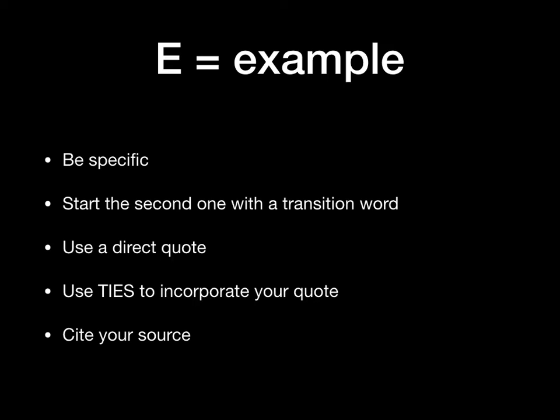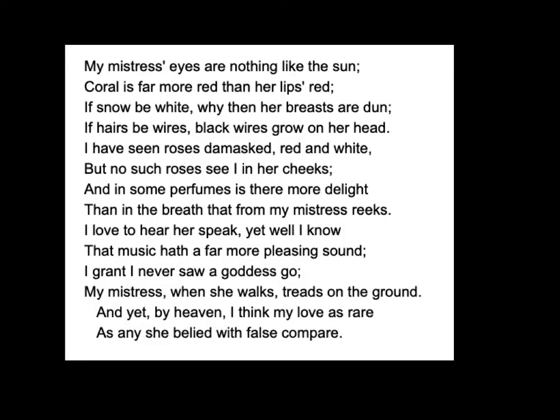Once again, I need to be specific. Since it's my second example, I need to start the second example with a transition word. Once again, I need to use a direct quote. I'm going to use ties, tag, introduce, embed, or split. I'll teach you more about that later to incorporate your quote. And once again, I need to cite my source. So since I have used examples from the first 12 lines of the poem to show how he's being negative, it only makes sense that my second example be something from the little positive section at the end where his tone seems to take a twist.